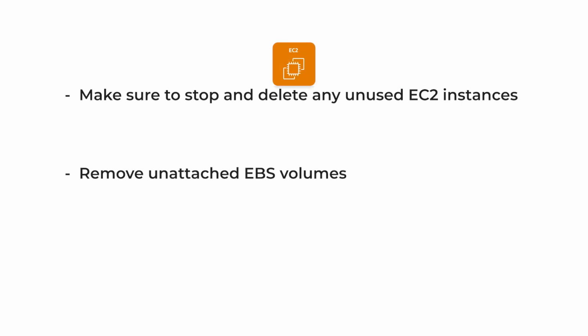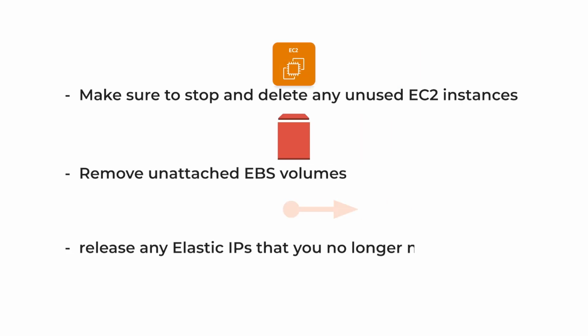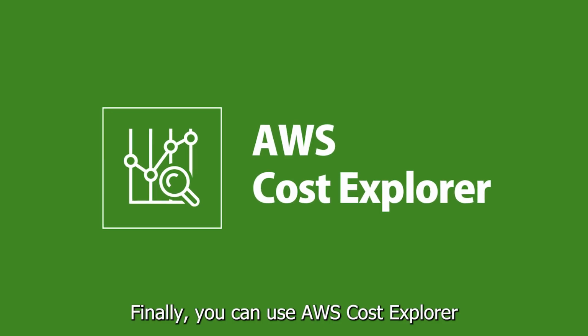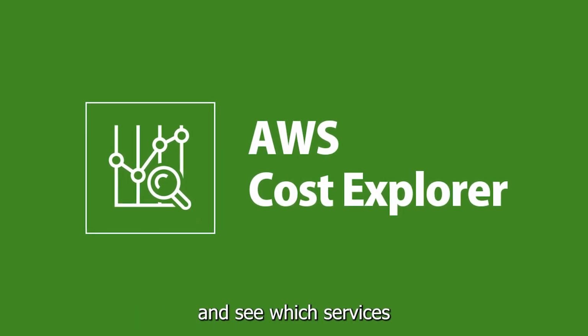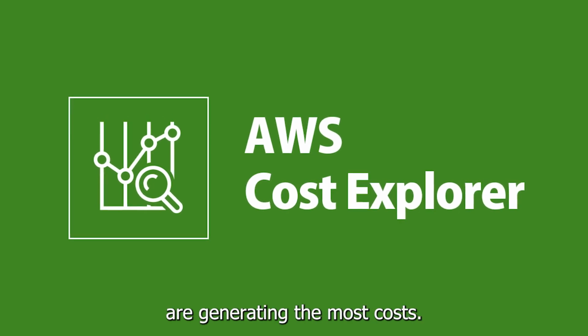It's also a good practice to regularly check your AWS resources. Make sure to stop and delete any unused EC2 instances, remove unattached EBS volumes, and release any elastic IPs that you no longer need. Finally, you can use AWS Cost Explorer to analyze your spending trends and see which services are generating the most costs.